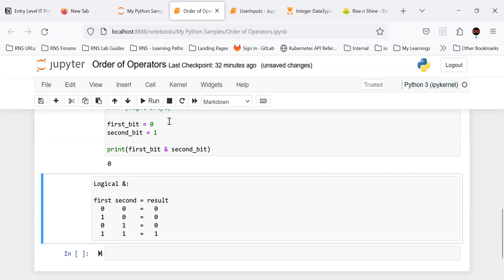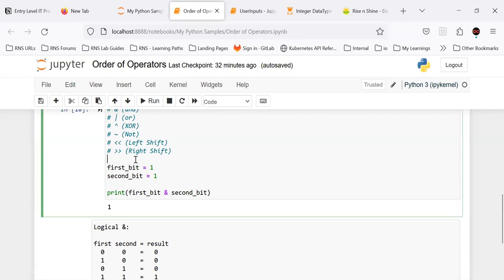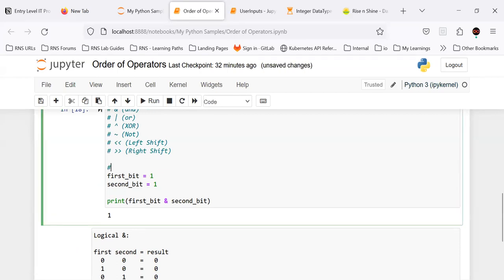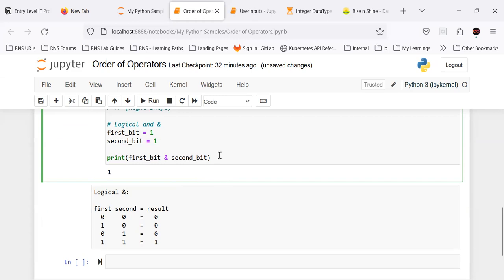This is about logical AND. Only if both are 1 is it going to return 1. In all remaining cases, that is 0. Are you clear about this? Logical AND? How do we represent the logical AND? Ampersand. Now let me move on.